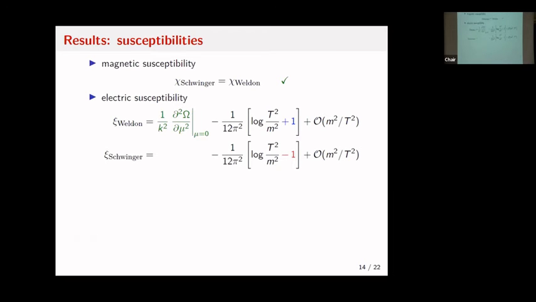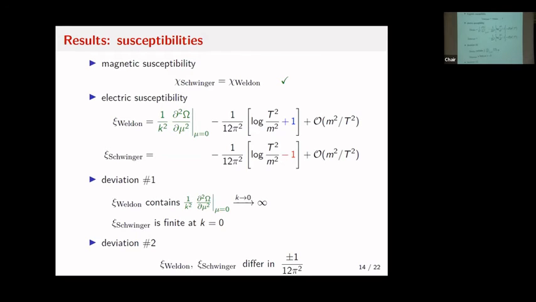Let me show you the results from the Schwinger approach as well, which has been calculated in these other approaches. For the magnetic susceptibility, it gives exactly the same result. And for the electric one, it gives this result. And you can see it differs from the Weldon result in two pieces. There is deviation number 1, exactly this green term. It is present in the Weldon calculation and absent in the Schwinger calculation.